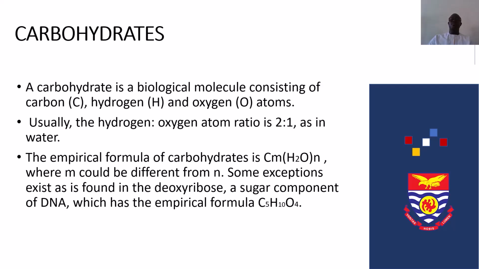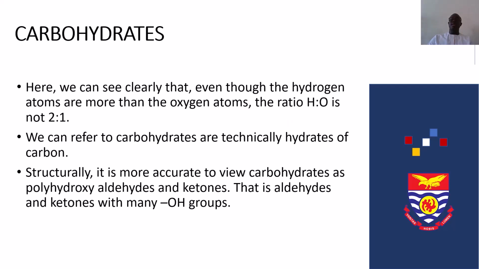A carbohydrate is a biological molecule consisting of carbon, hydrogen, and oxygen atoms. Usually, the hydrogen to oxygen atom ratio is 2:1, as in water. The empirical formula of carbohydrates is Cm(H2O)n, where m could be different from n. Some exceptions exist, as is found in deoxyribose, a sugar component of DNA, which has the empirical formula C5H10O4. Here, we can see clearly that even though the hydrogen atoms are more than the oxygen atoms, the ratio of H to O is not 2:1.